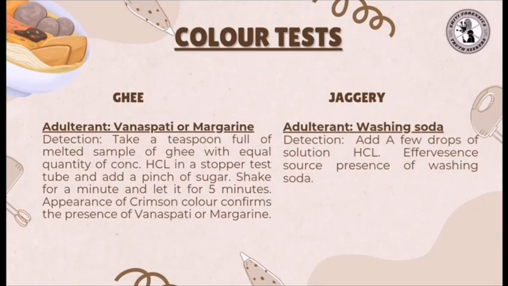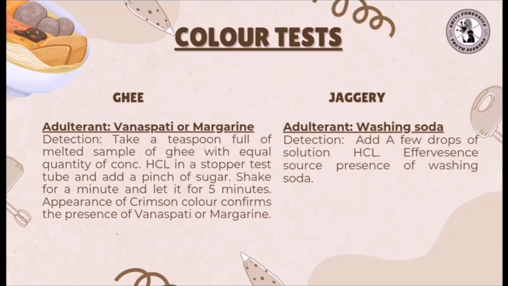Next up we have ghee. The adulterant is vanaspati or margarine. For detection, we take a teaspoonful of melted sample of ghee with an equal quantity of concentrated HCl in a stoppered test tube, and add a pinch of sugar. It is shaken for a minute and allowed to stay for 5 minutes. Appearance of crimson color confirms the presence of vanaspati or margarine.